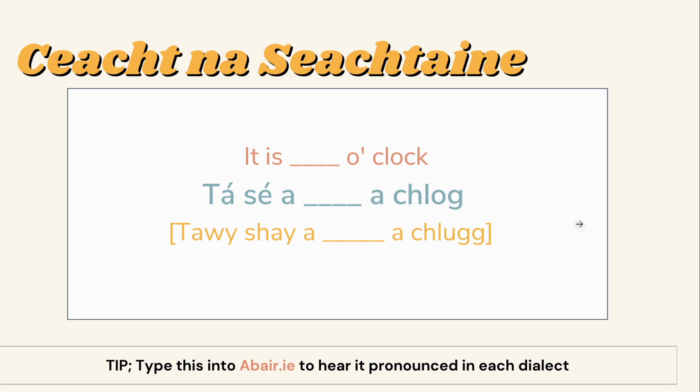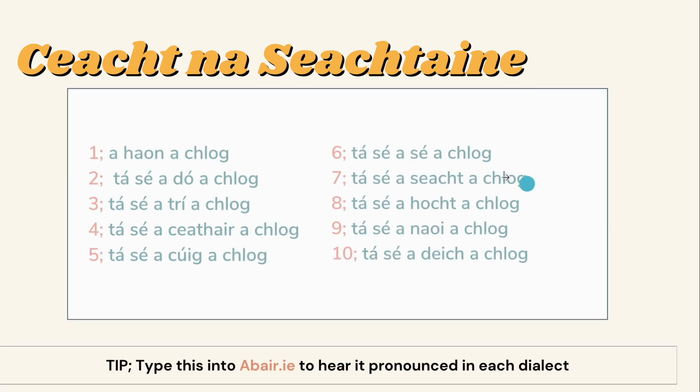Then to answer that, we're going to look at first the structure and then we're going to look specifically at each different time. So it is something o'clock in Irish is tá sé a something a chlog. So tá sé means it is. We put in a before our number and then a chlog is o'clock. Specifically then the times, we have a haon a chlog for 1 o'clock, a dó a chlog, 2 o'clock. You can put in tá sé here as well. Tá sé a dó a chlog, it is 2 o'clock.